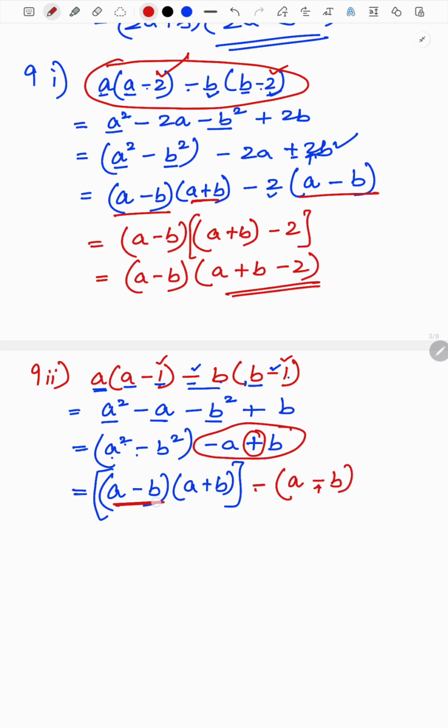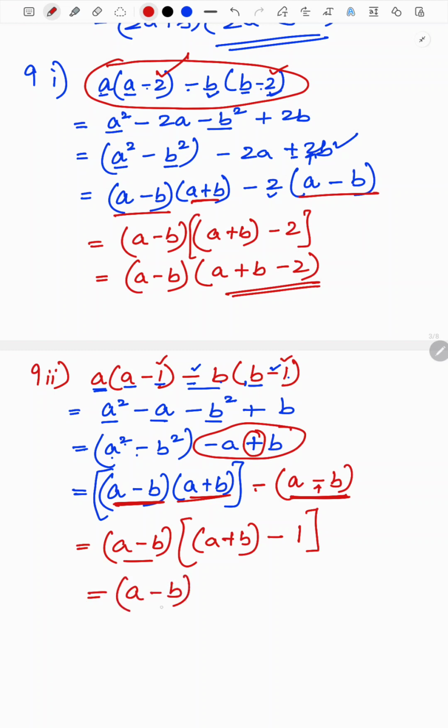Now if you see, a minus b and a minus b are common here, so a minus b comes out. When a minus b comes out, this a plus b is left alone here. Minus a minus b has come out, so in place of that I am left with 1. Now let's remove the bracket. I'll get a minus b into a plus b minus 1. This is the solution for question number 9(2).